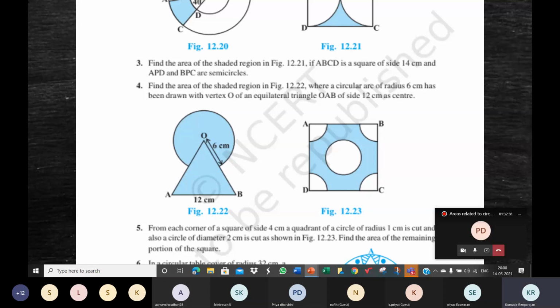Add both. Because it's an equilateral triangle, this angle is 60 degrees. So the major sector angle is 360 minus 60, which is 300. And you can see this is the radius, because from the center to this point is the circumference. You can see it's given: the radius is 6 centimeters.